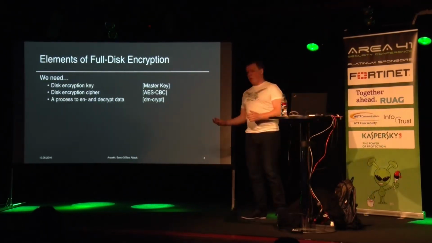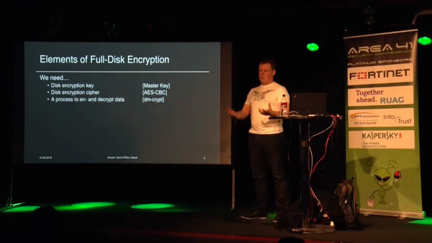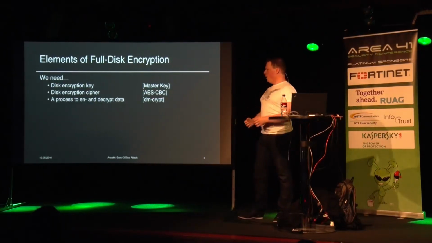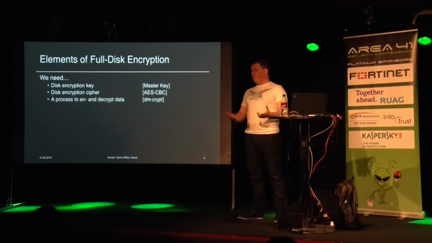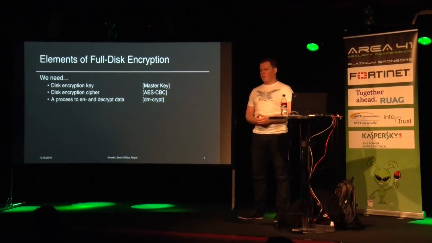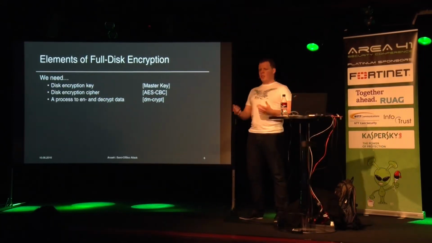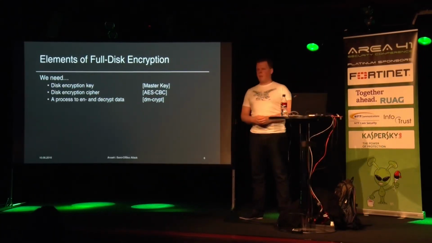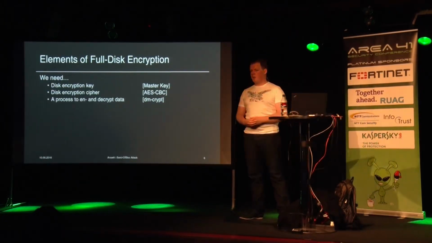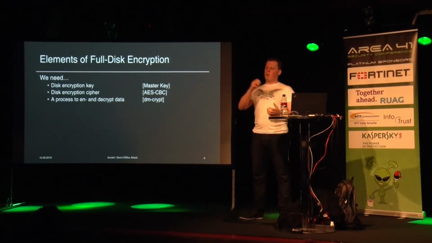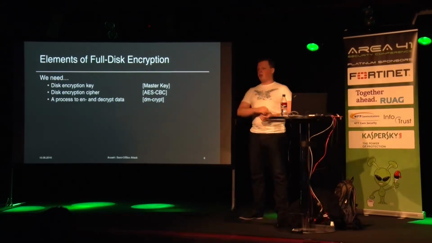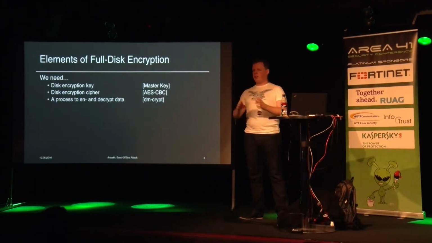So the elements of full disk encryption are, obviously, the data on the disk, but forget about that. We need an encryption key. Android calls that the master key. And we need an encryption cipher. In Android, that's AES-CBC. And somehow, we need this process of encrypting and decrypting data. For those of you familiar with Linux and full disk encryption, this is dm-crypt. And that's exactly the thing that, for every read operation, decrypts the data, and for every write operation, encrypts the data as long as the device is running. So it is a transparent encryption.